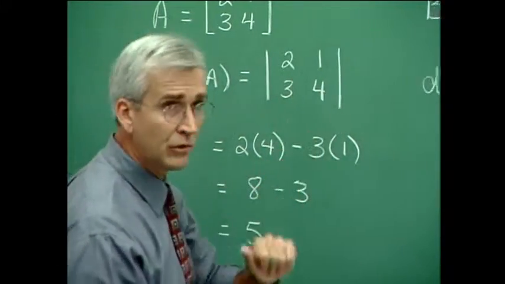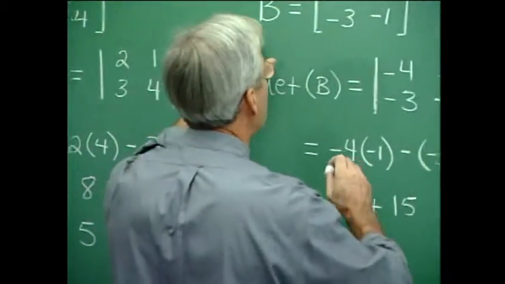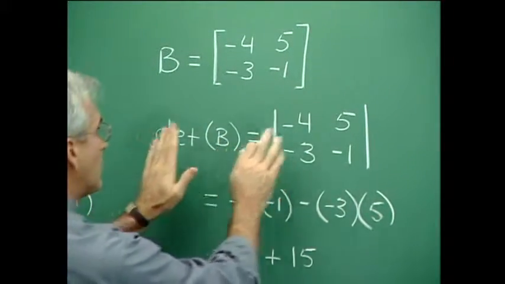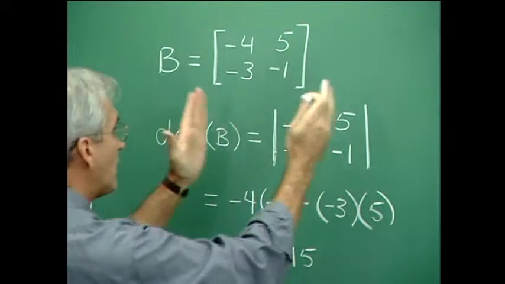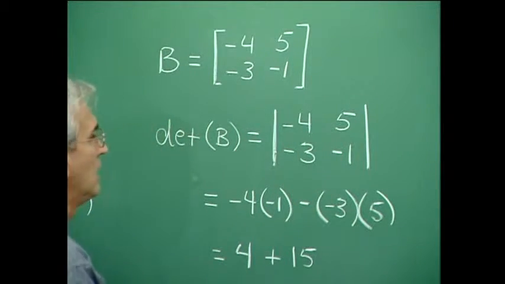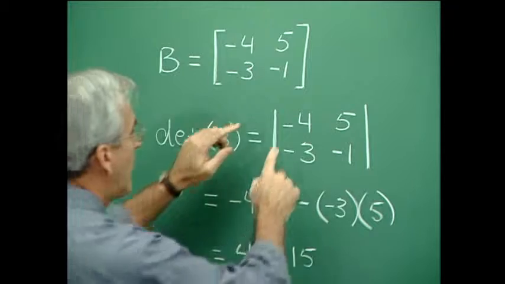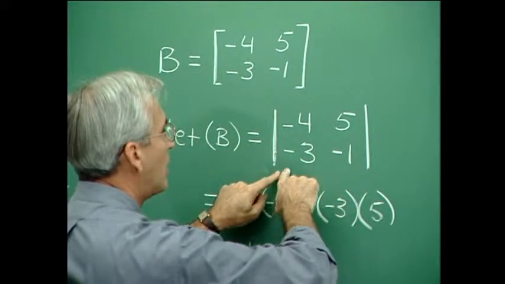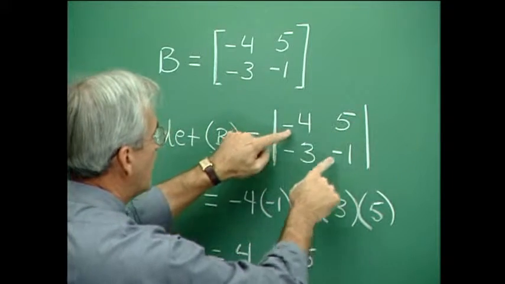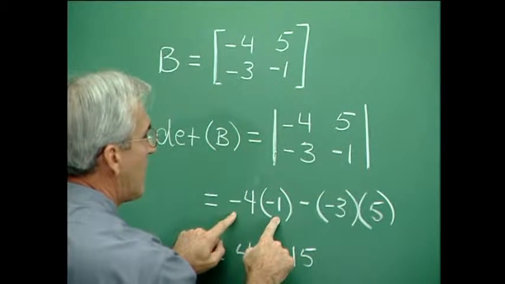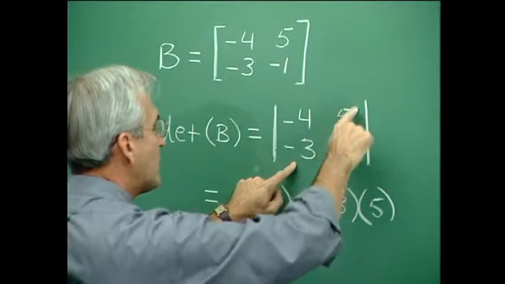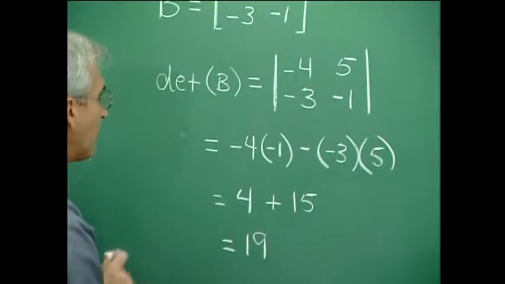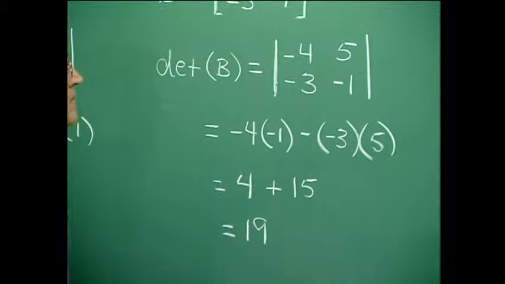All right, another little 2 by 2 matrix. Here's matrix B, and here are the entries for the matrix, and here's the notation for the calculation of determinant. It's one of these or the other. We don't have to use both. But the calculation is made by multiplying along this diagonal and then subtracting the product along the other diagonal. So it's negative 4 times negative 1 minus negative 3 times 5. Just write down what you're doing and then simplify carefully. We find the determinant to be 19.